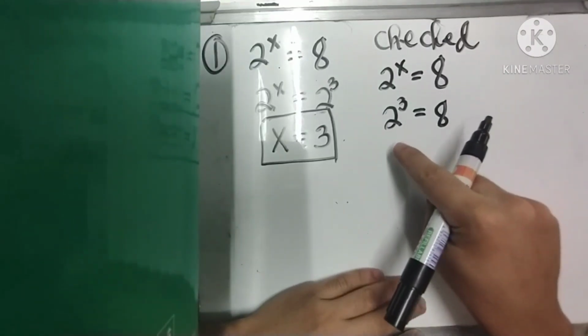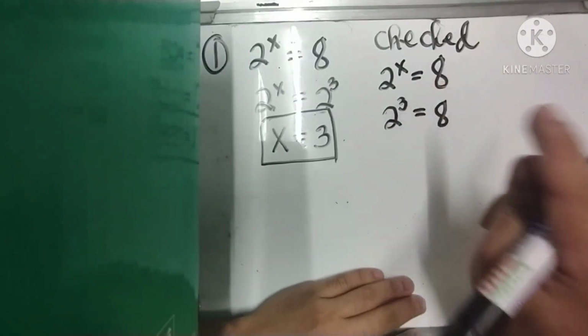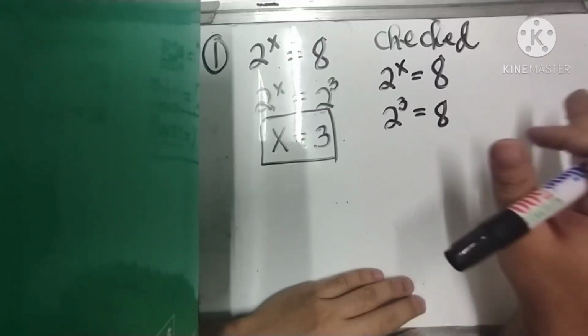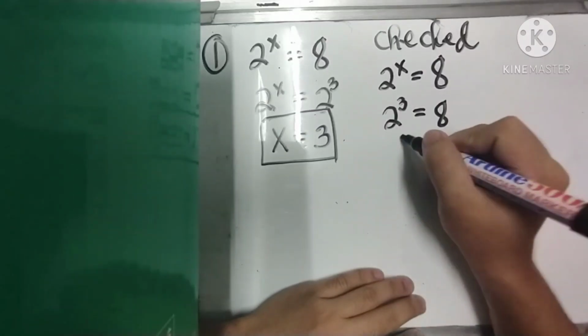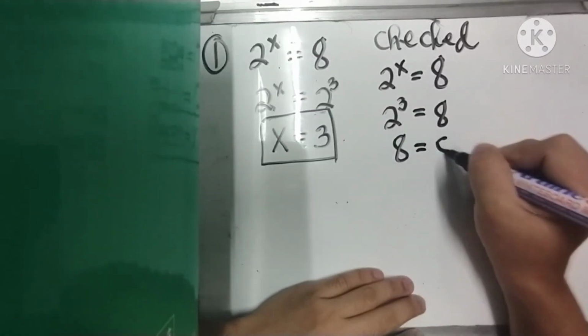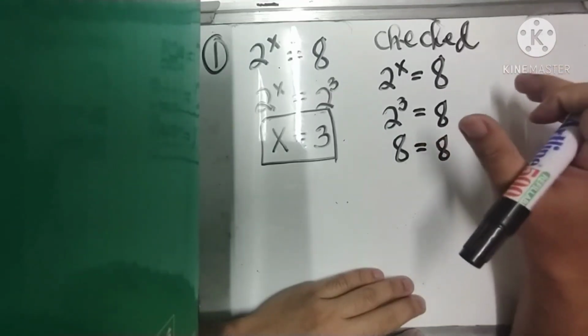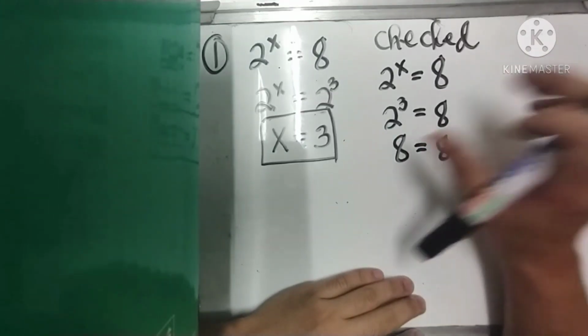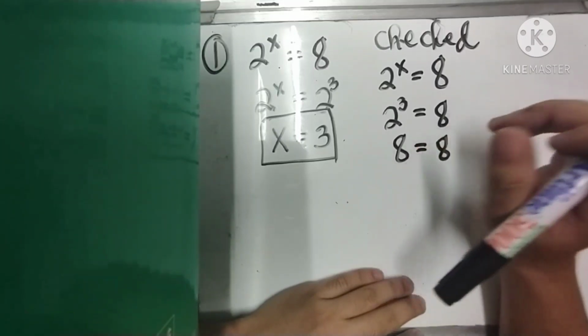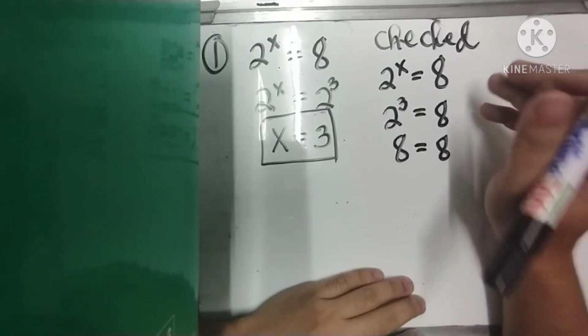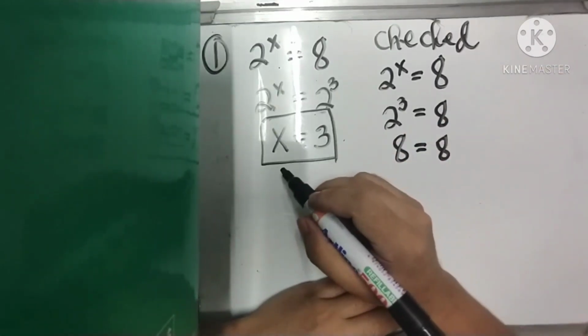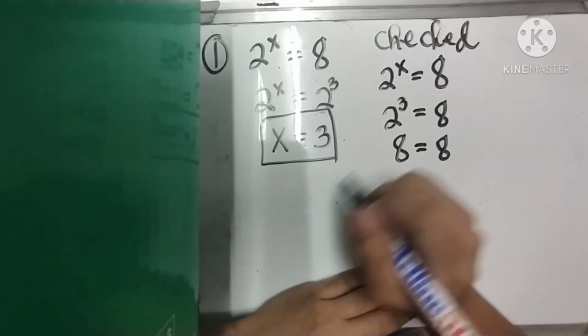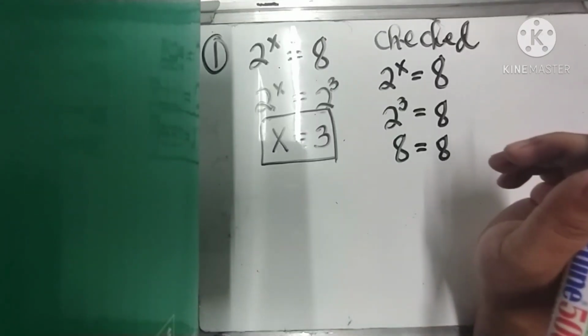Now, as we all know, 2 cubed can be expressed as 2 times 2 times 2. Now, 2 times 2 is 4, times 2 is 8. So, therefore, 8 is equal to 8. Now, question: is 8 equal to 8 a true statement or a false statement? Now, 8 is equal to 8 is a true statement. Therefore, the value of our x is correct. Okay? So, now let us proceed with the next example.